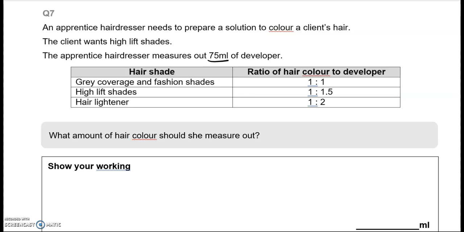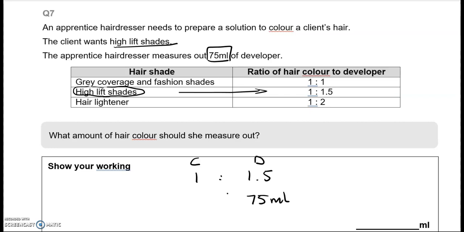So looking at the table, we need to focus on high lift shades. So this is the ratio we're after. It is 1 to 1.5. That's the ratio of hair color to developer. And we know that she's using 75 milliliters of developer. We need to find out how much hair color she needs.